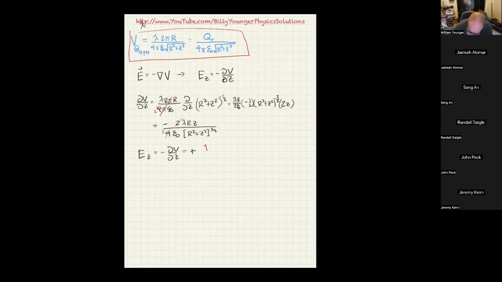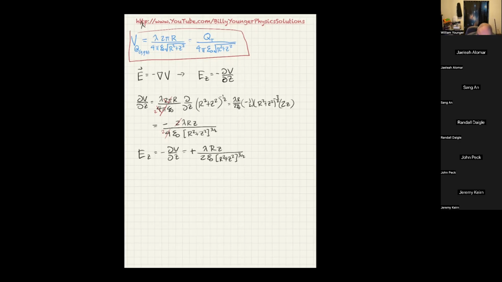Oops, I should probably keep it in black. I'm going to say lambda. Dang it. I did everything but change the color of the font. There you go. Lambda times R times Z over 2 epsilon naught R squared plus Z squared to the 3/2 in the denominator.